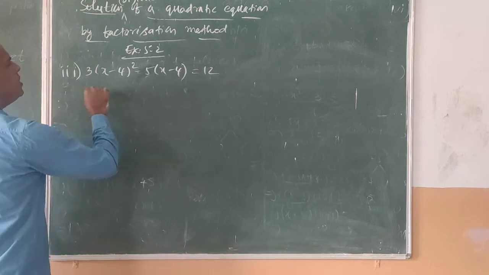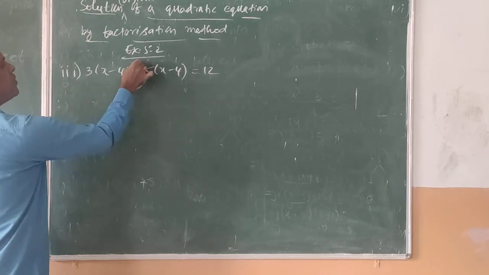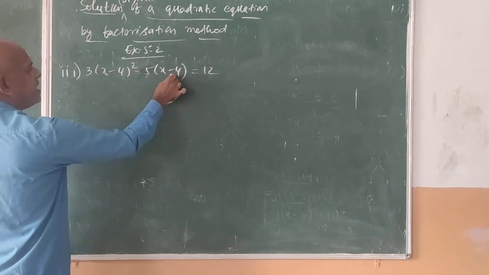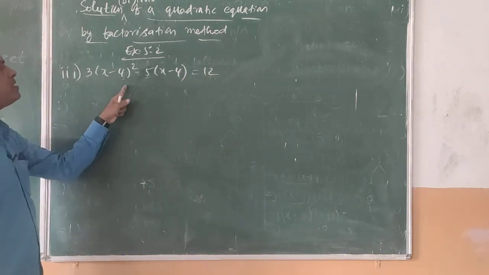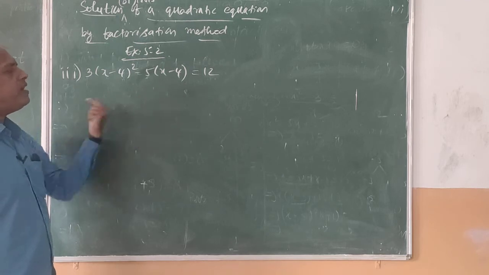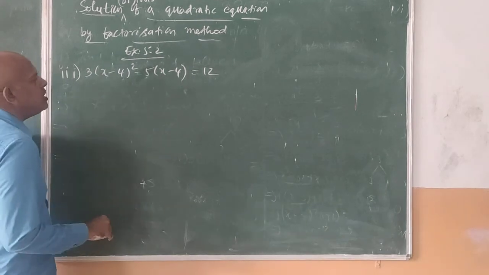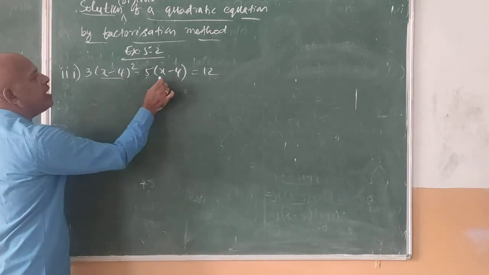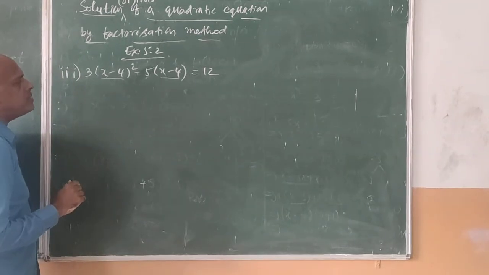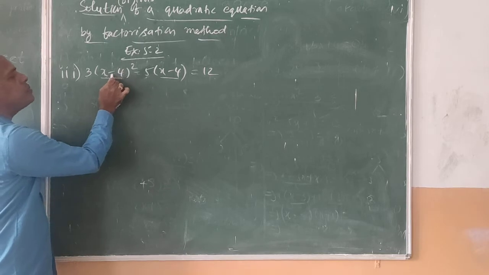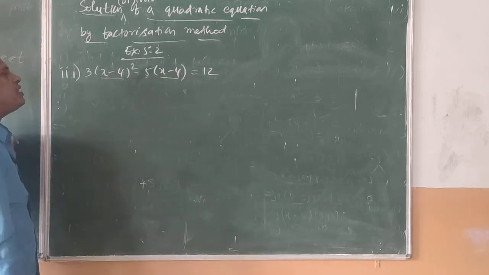This exercise problem: (x minus 3)(x minus 4) whole square minus 5(x minus 4) is equal to 12. Here you can use the (a minus b) whole square formula and multiply with the 3, then open this bracket and simplify. But instead of that, there is x minus 4 here and again x minus 4 here. So we will change the method: in place of x minus 4, we will substitute another variable.